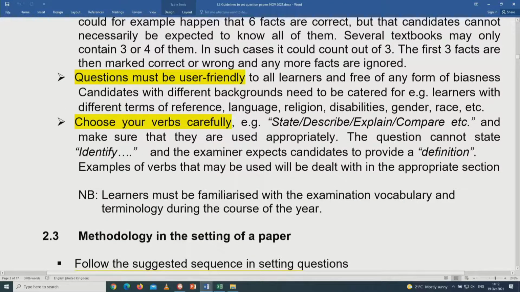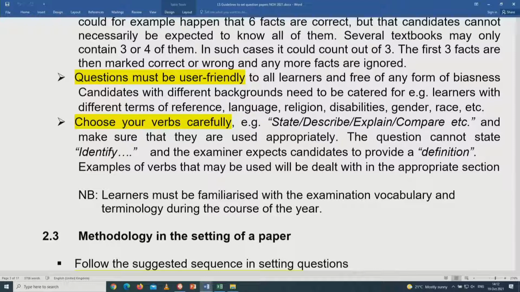Choose your verbs carefully. We will come to action verbs. Each question has an action verb. Is the question state or describe or explain or compare? Choose that carefully, because when they have to state, it's nothing else but mention or name. Describe is a description, as it says. Explain, we will come to that, but if I say explain 1 reason, then I give the reason and I explain it for 2 marks. Explain 2 adaptations. Then you mention 2 adaptations and you explain each of them for 4 marks.